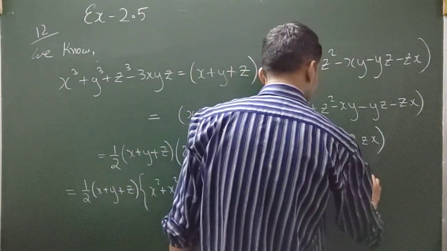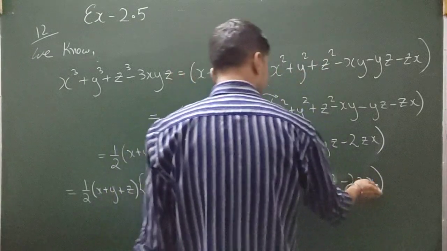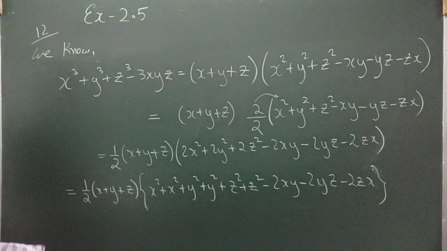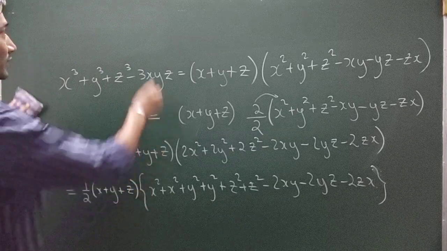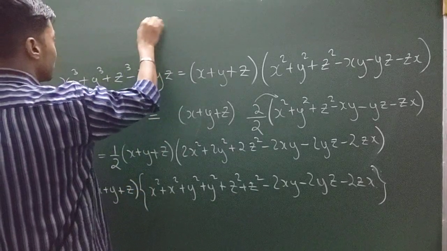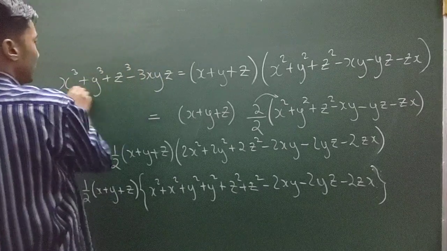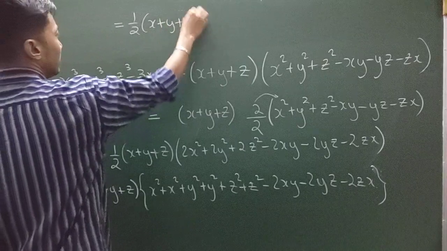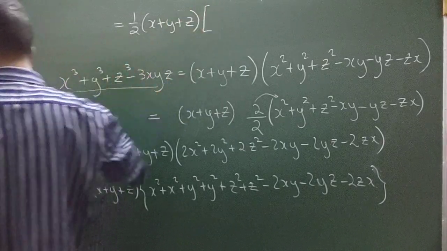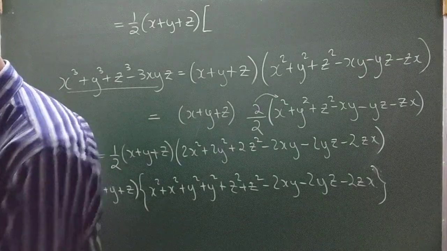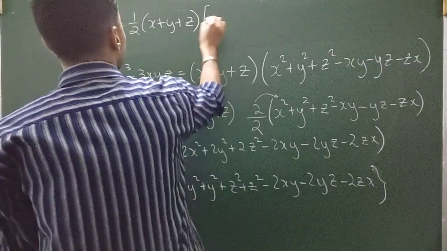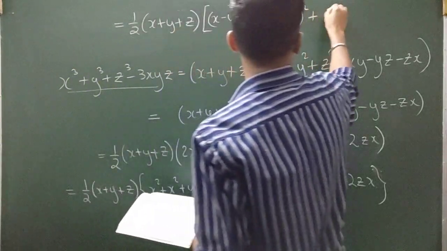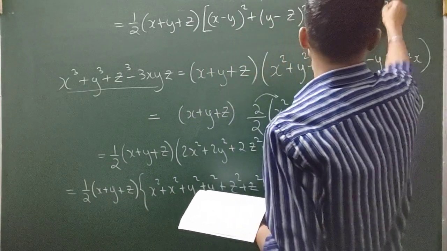So what am I doing? We will get to know very soon. I'll just write down the proof part. What are we supposed to prove here? We were supposed to prove that this value is equal to 1 by 2 times x plus y plus z. Don't write this, okay? I'm just writing down the proof for us so that I can show you exactly what we are doing and why. It is x minus y whole square plus y minus z whole square plus z minus x whole square.